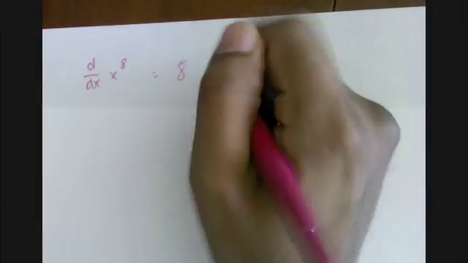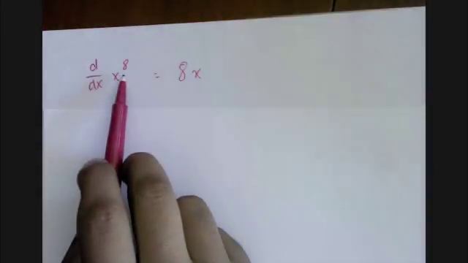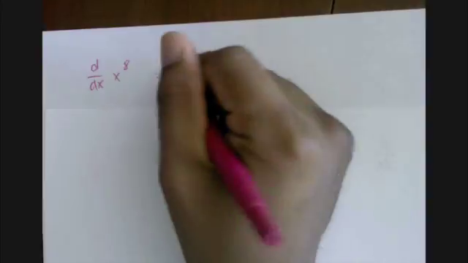So for the first problem, d dx of x to the 8th, this is the power rule, so what I have to do is bring the 8 down in front. X stays there, and now it's going to be the original exponent minus 1, which will now be a 7. That's it, that's your answer.